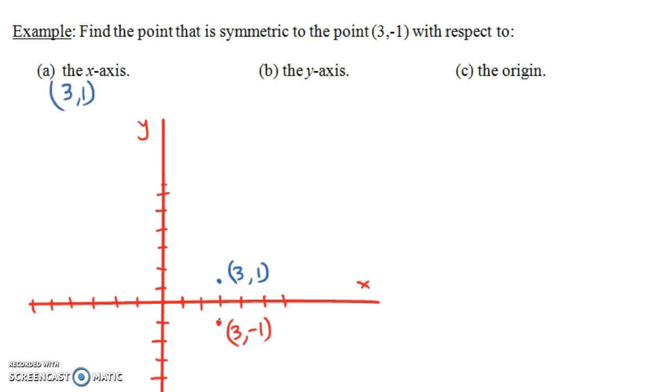Okay, if we take our original point (3, -1) and flip it across the y-axis, then we get this point here, which would be (-3, -1). So that's the point that is symmetric to the original point (3, -1) with respect to the y-axis. And what if we take our original point and flip it across the y-axis, then flip it across the x-axis? Notice we'll end up with this point. This would be (-3, 1).